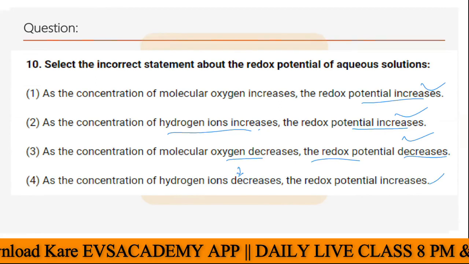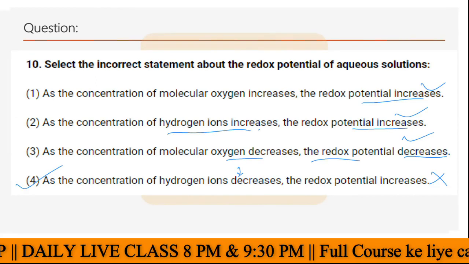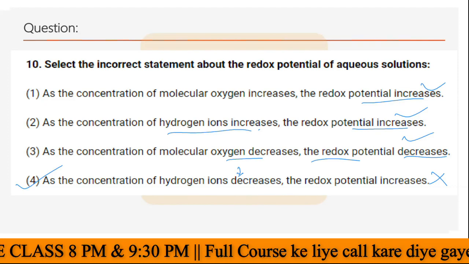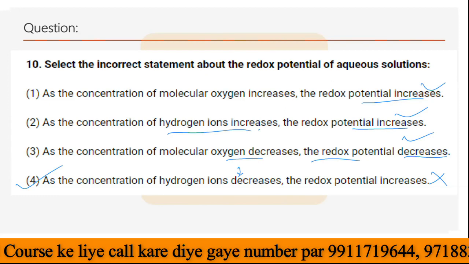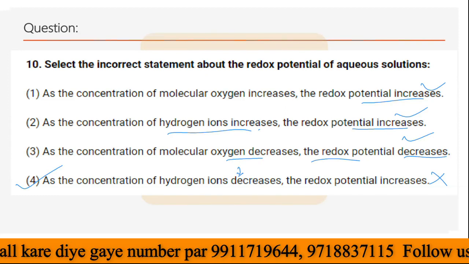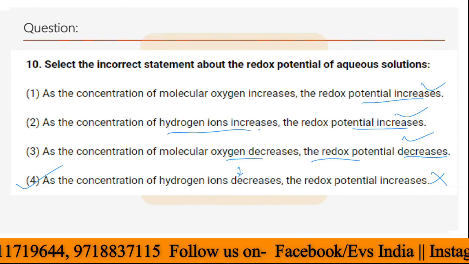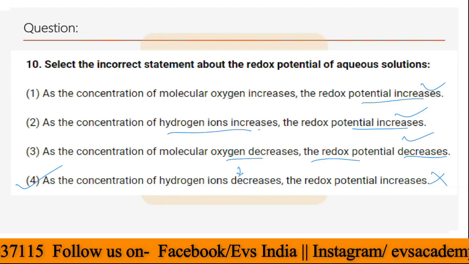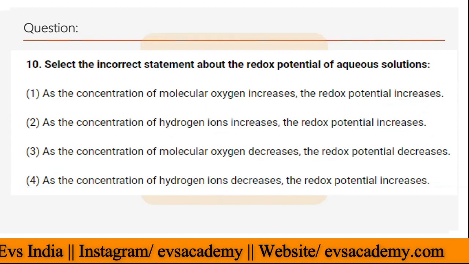This statement is completely false. So the fourth would be your right answer, because an increase in hydrogen ion increases the redox potential, and a decrease in hydrogen ion will decrease the redox potential. So the fourth is the right answer here. This is a question already asked in a previous examination, so this can be the type of question asked to you from redox potential. I hope this is clear to you.